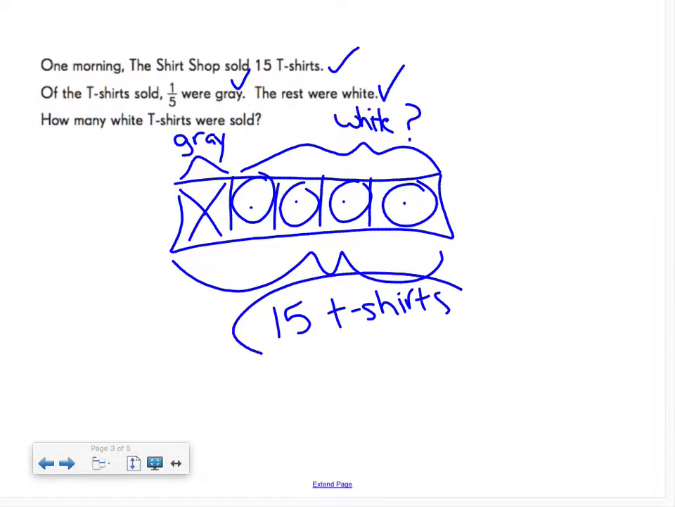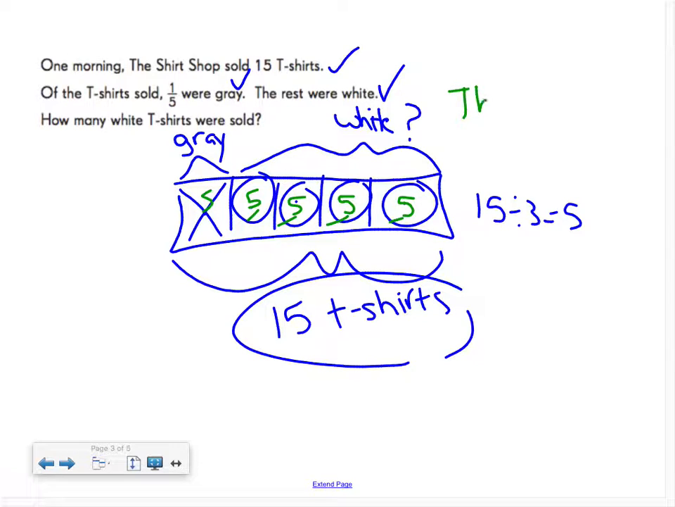But if my whole is 15 and I have 1, 2, 3, 4, 5 equal parts, I know that 15 divided by 5 equals 3. So that means that 3 goes into every one. And if I'm worrying about the white, 5, 10, 15, 20, my answer would be there were 20 white shirts sold.